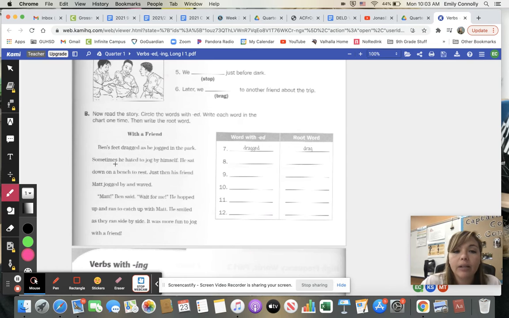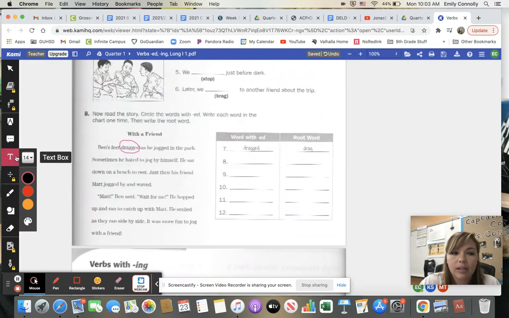Now, I'm going to look for all the words with ed. So I see ed here. You need to circle the other words with ed. Circle los otros verbs con ed en esta parte. When you are finished circling the verbs with ed, it's time to write them over here.